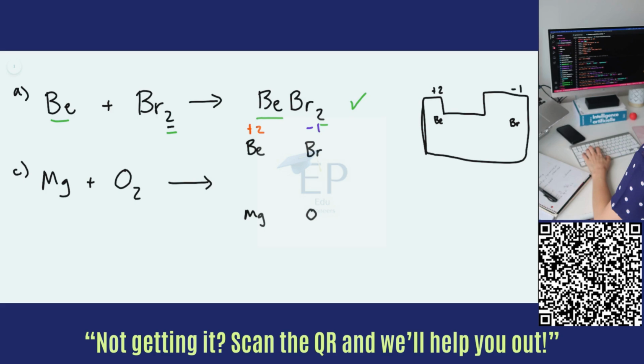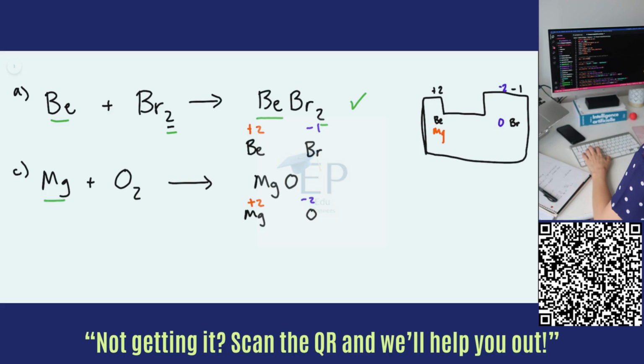Here, magnesium is also in the second column of the periodic table, so it will have a +2 charge. And then oxygen is actually in group 16 on the periodic table. It's 2 electrons away from being a noble gas, and so it tends to gain 2 electrons or have a -2 charge. These charges are already balanced out, so I'll just need 1 of each of my elements in the product, MgO. Now I'll go back and balance.